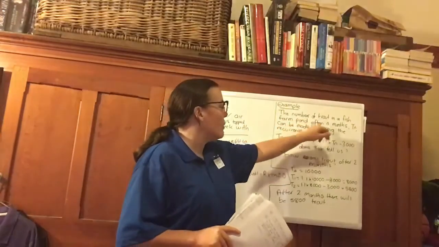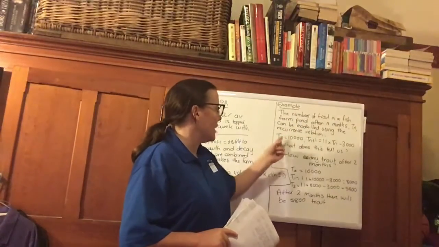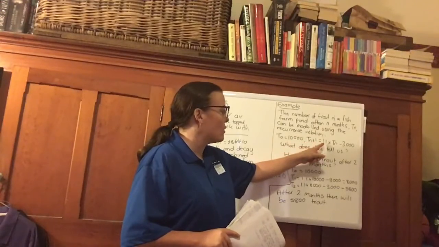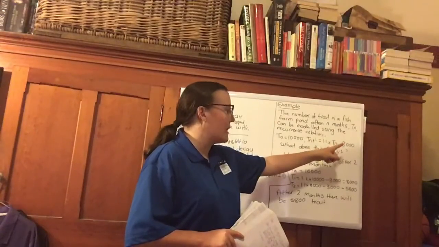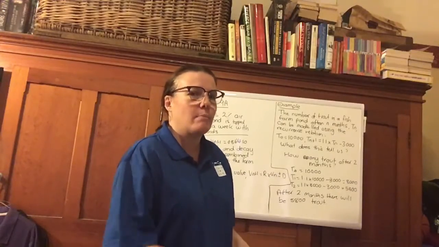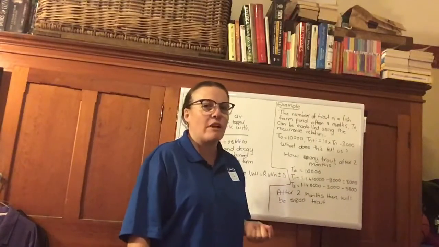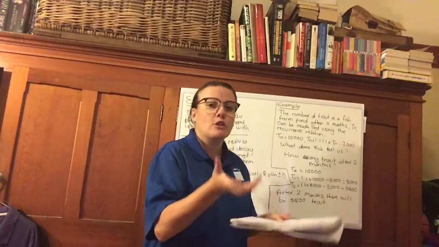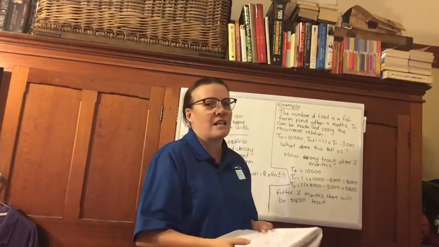So fish in the fish pond after n months, so Tn, can be modeled using a recurrence relationship. So T0 equals 10,000, Tn plus 1 is equal to 1.1 times Tn minus 3,000. Let's just stop and think about what this actually means. So the T0 equals 10,000, that's our starting value. So that suggests that we've put 10,000 fish into the pond to start with. So in the pond at the moment, we have 10,000 fish.